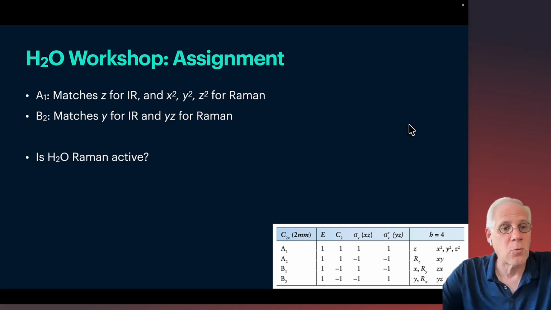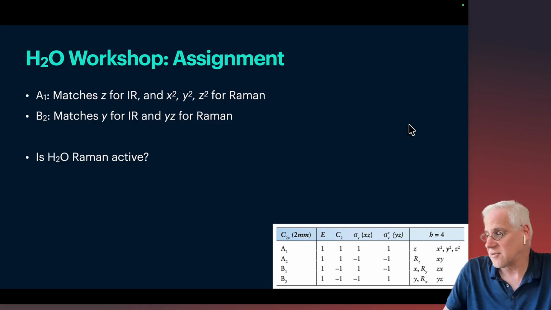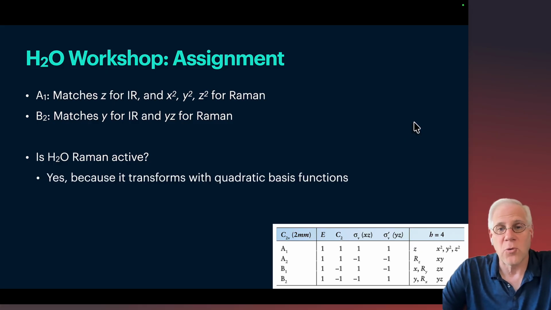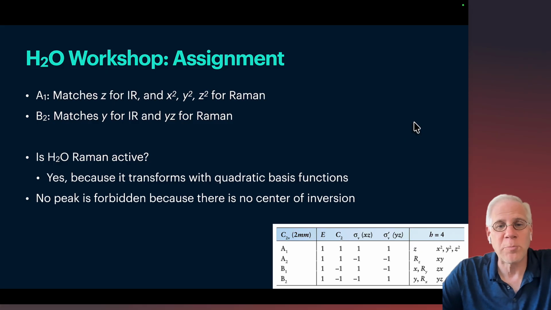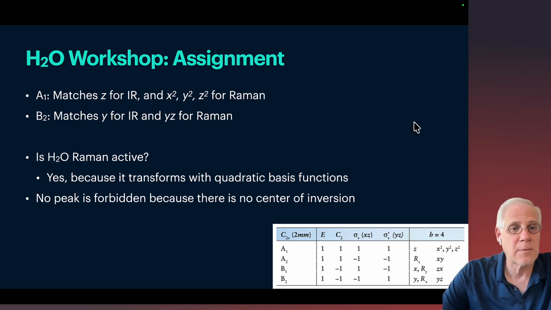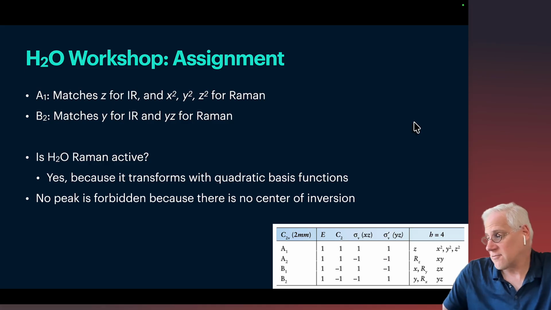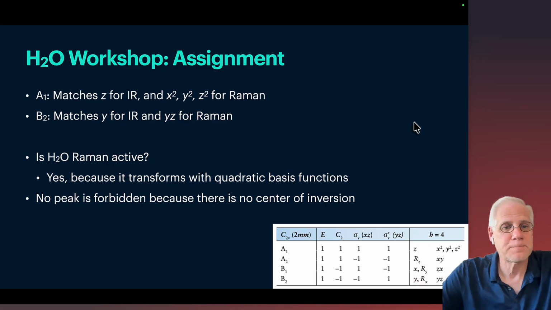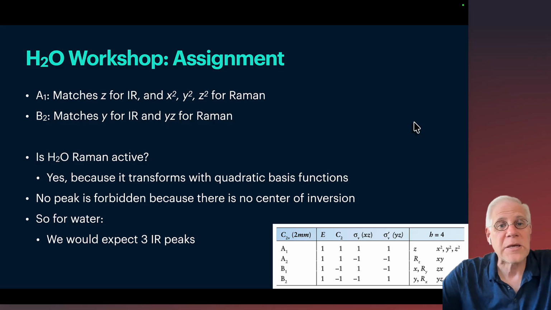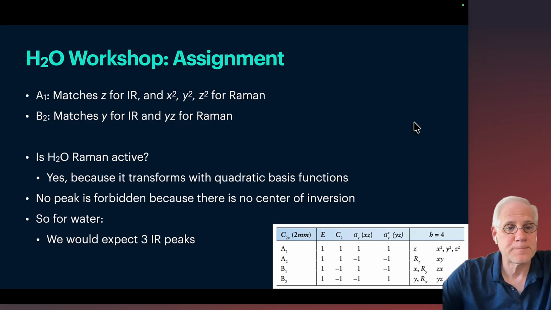So we want to know, is water Raman active? And we can say yes, it is, because it has symmetry elements that have Raman activity, and it transforms with quadratic basis functions. No peak is forbidden because there's no center of inversion, so we don't need to worry about that. We could ask, is it IR active? And we would also say yes, because we have IR activity in there as well. So for water, we would expect 3 IR peaks, and we would expect 3 Raman peaks as well.